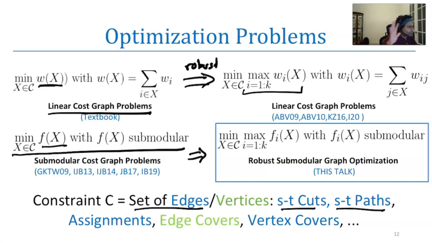So we'll in some sense complete this matrix. This work is textbook work. This has been studied in several papers as listed down here. It turns out that the linear cost versions of these also have been studied in several papers. And in this work, we study the robust submodular graph optimization problem. So this will be the focus of this work.